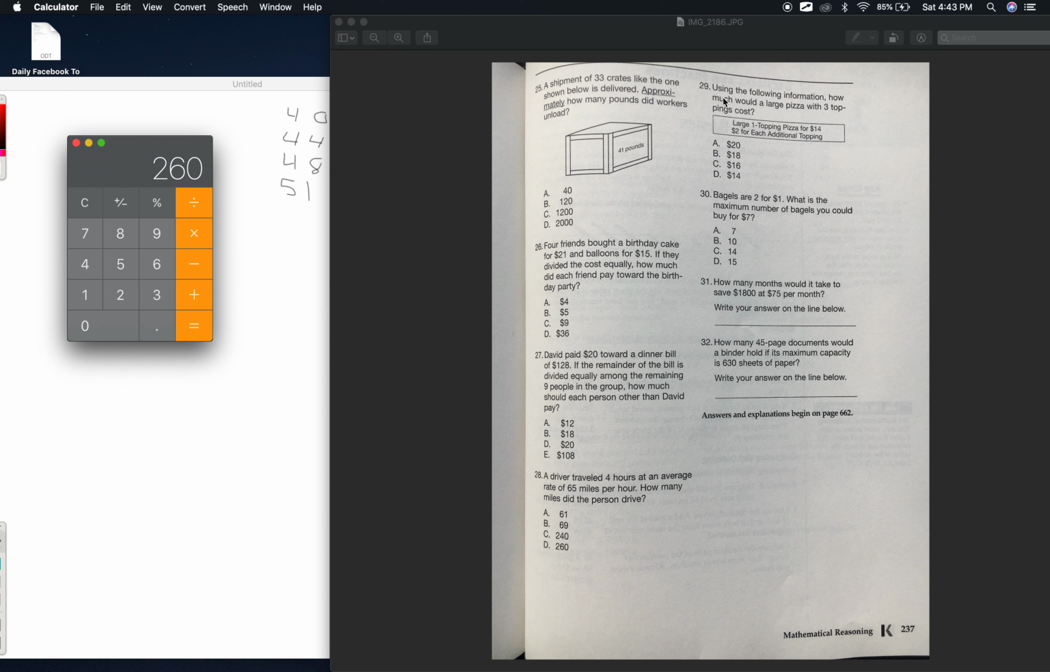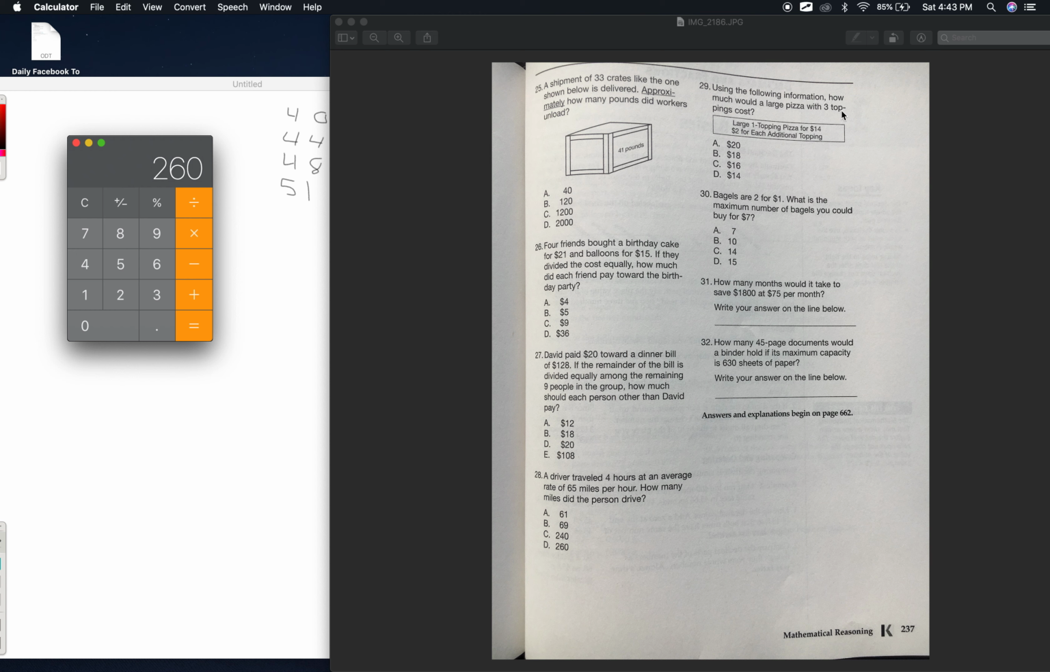Okay, number 29. Using the following information, how much would a large pizza with 3 toppings cost? So, large 1 topping pizza, it shows here, it costs $14. Then we know it's $2 for each additional topping. So we know it has 1 topping already on it for $14, and we know this pizza has 3 toppings.